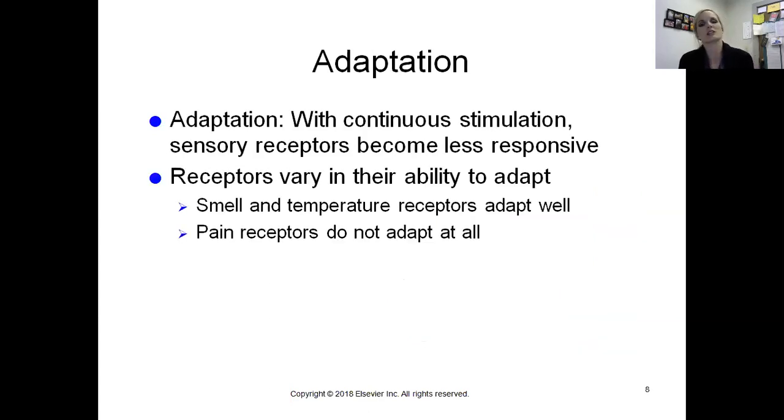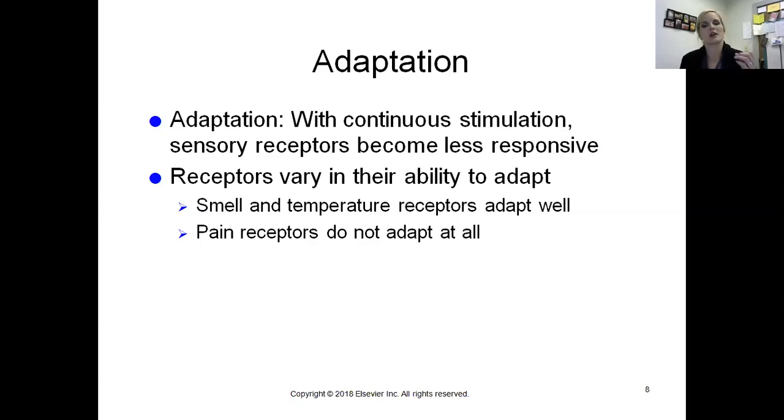Adaptation: with continuous stimulation, sensory receptors sometimes become less responsive. What happens is they adapt. In a lot of situations, we adapt to things, meaning that we learn to deal with it, right? A great example would be smell. As the next bullet point mentions, receptors vary in their ability to adapt. Smell and temperature adapt very well. Pain, not at all. And that's for a very good reason.